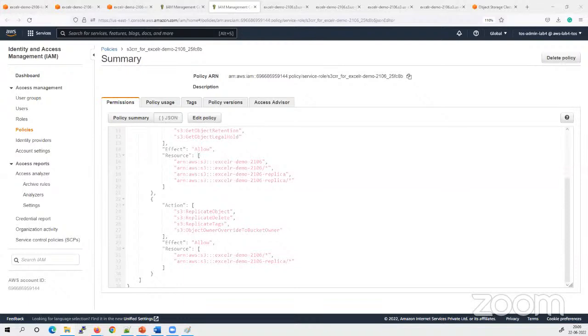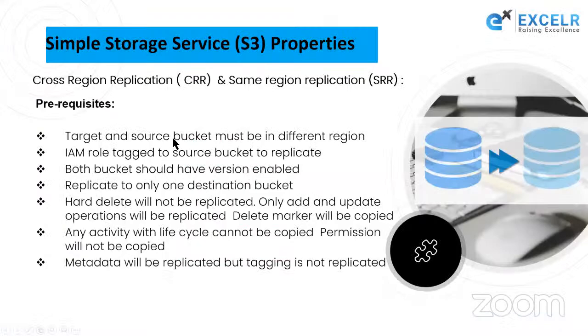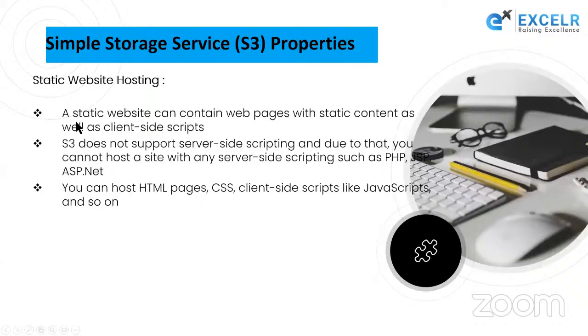Fine. Let us move to the next section. This is what we have seen for the CRR. Now we are going to see another feature of S3 bucket, which is called static website hosting. What is this static website hosting? You can use your S3 bucket as a website. You can host any kind of static content on your bucket.